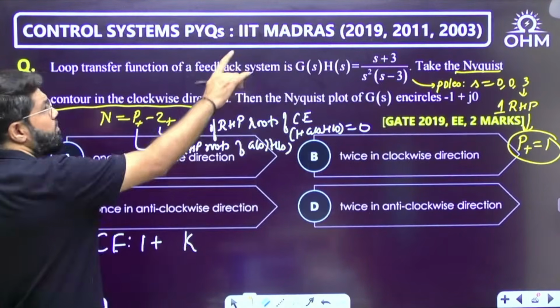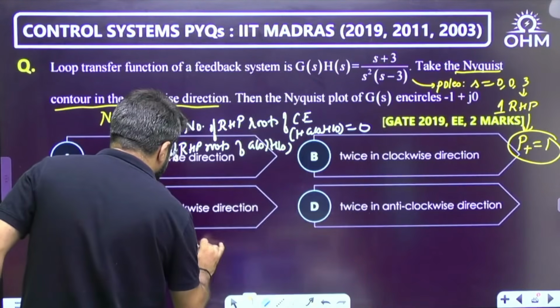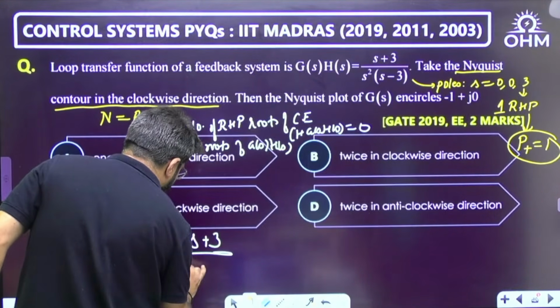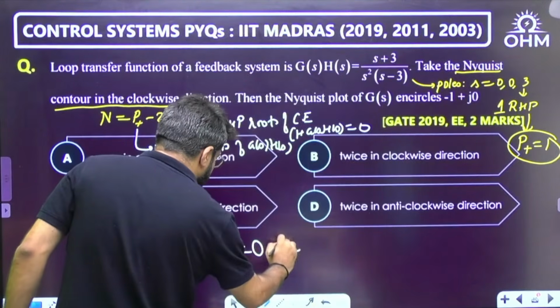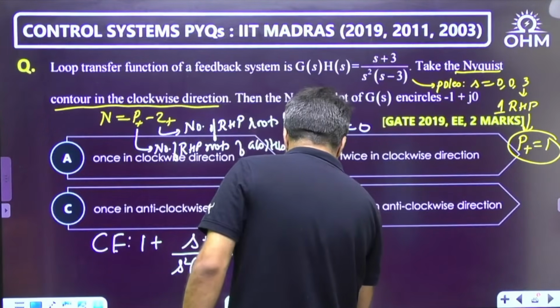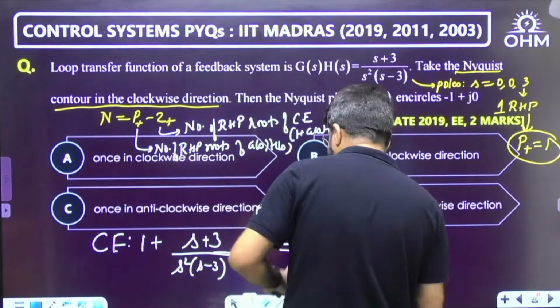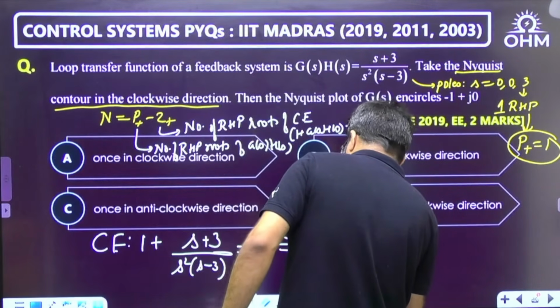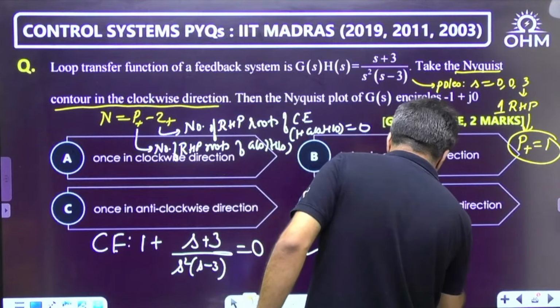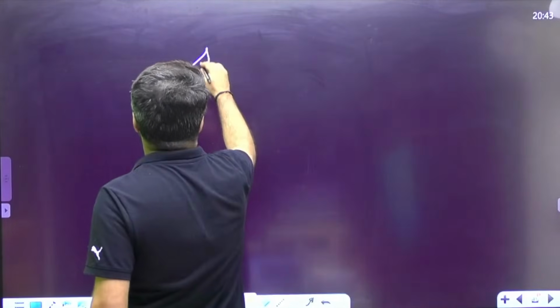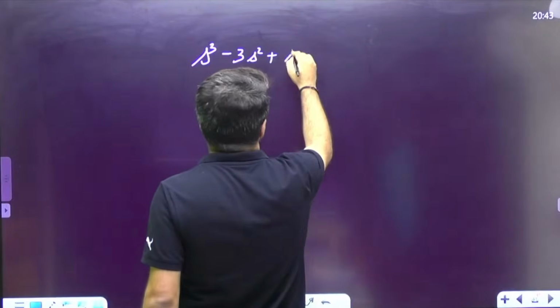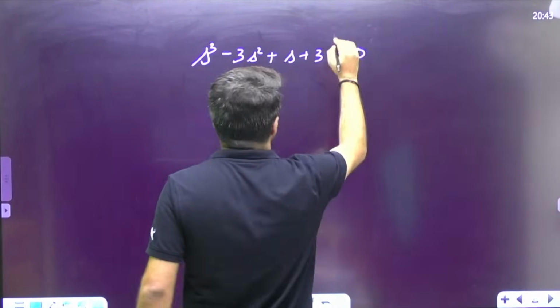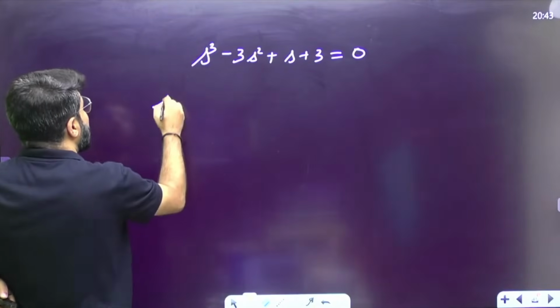The characteristic equation is 1 plus GSHS, that is 1 plus (s plus 3) upon s square into (s minus 3), equal to 0. When I simplify this, s square into s gives s cube, then minus 3s square plus s plus 3 equal to 0. So the characteristic equation is s cube minus 3s square plus s plus 3 equal to 0. The system is definitely unstable because there is a sign change, but I want to know how many roots are in the RHP.